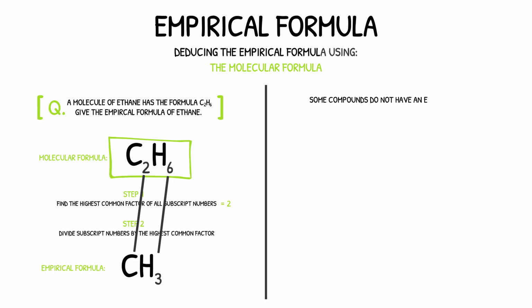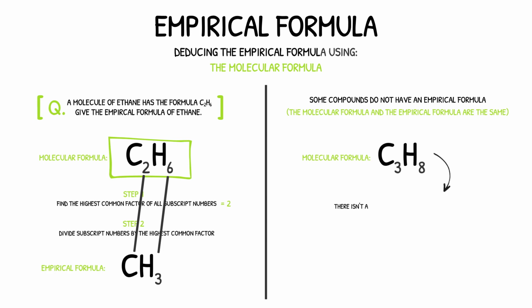Now, in some instances, the molecular formula and the empirical formula of a substance are the same. For example, propane has the molecular formula C3H8. There is no common factor of 3 and 8 that is higher than the number 1, and so the molecular formula cannot be simplified any further. The empirical formula of propane is also C3H8.